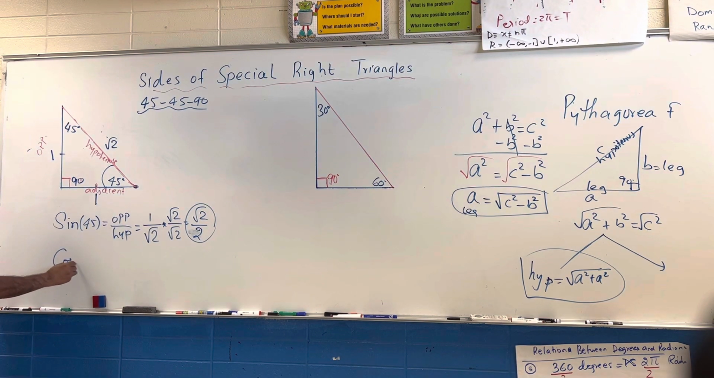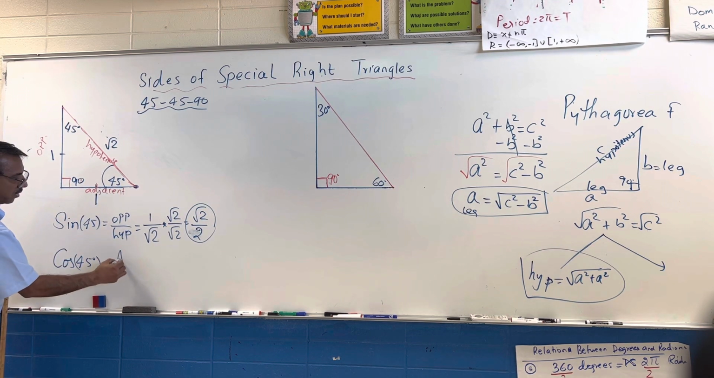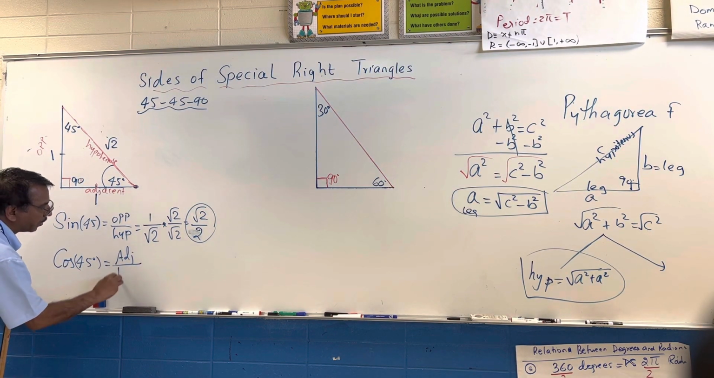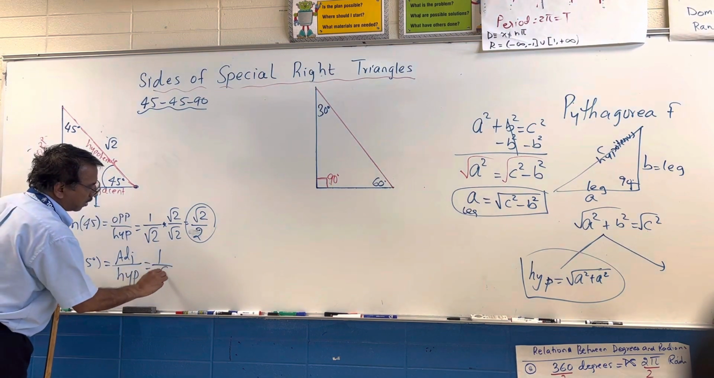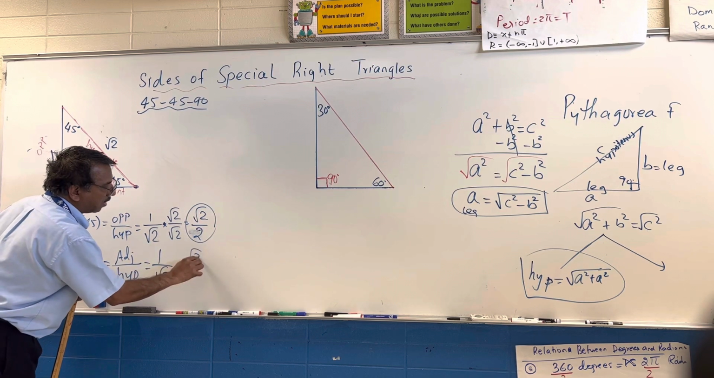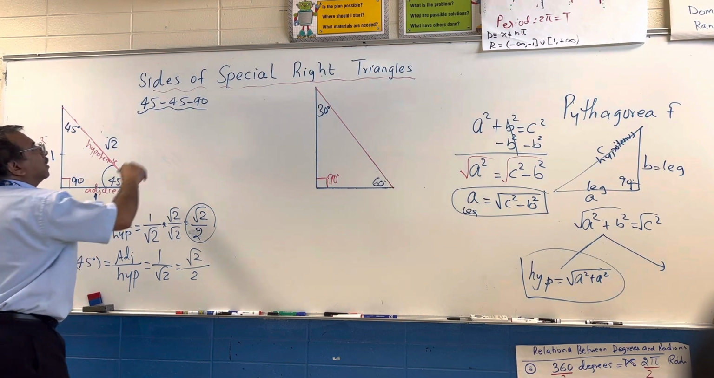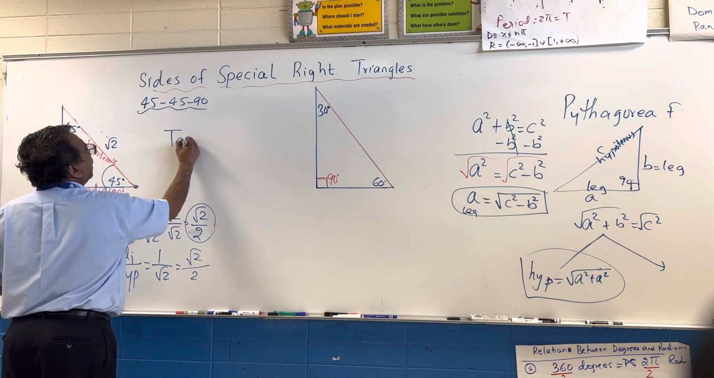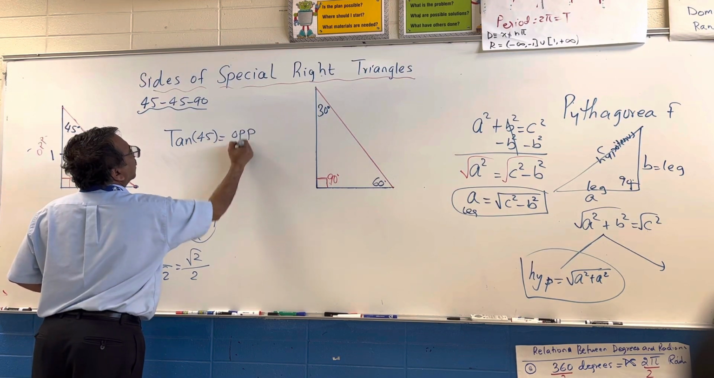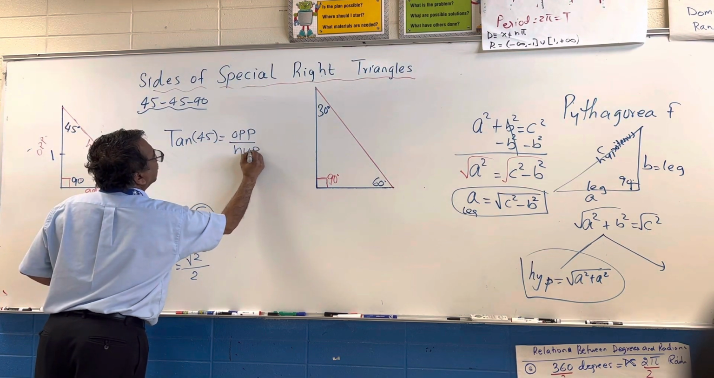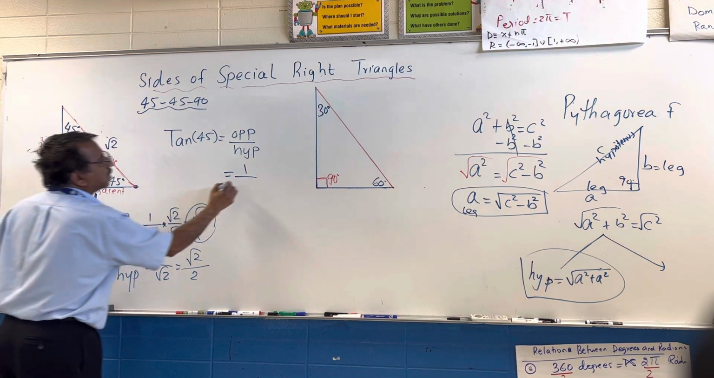Cosine 45. Cosine 45 is adjacent over hypotenuse. Adjacent is again 1, and you end up getting the same answer. And then what is tan 45? Tan definition is opposite over adjacent. The opposite is 1, the adjacent is 1, and you get 1.